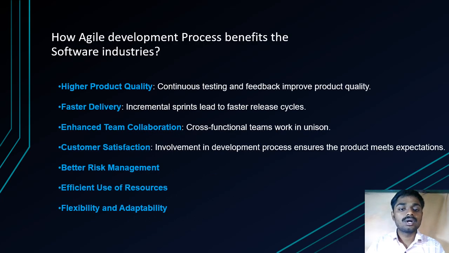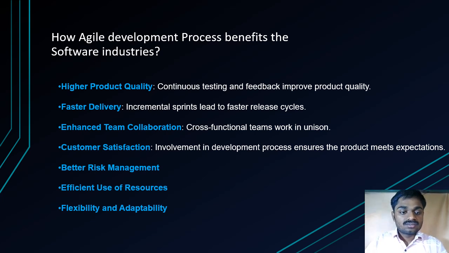Let's see how the Agile development process benefits the software industries. First one is higher product quality. Agile promotes continuous testing and integration throughout the development process. This means that issues are caught and addressed early, leading to a more stable, reliable product. Iterative development cycles enable the teams to refine the product with each iteration based on feedback, resulting in a polished final product. The iterative development cycles, in a sense, are sprints, which are discussed in the Scrum framework.